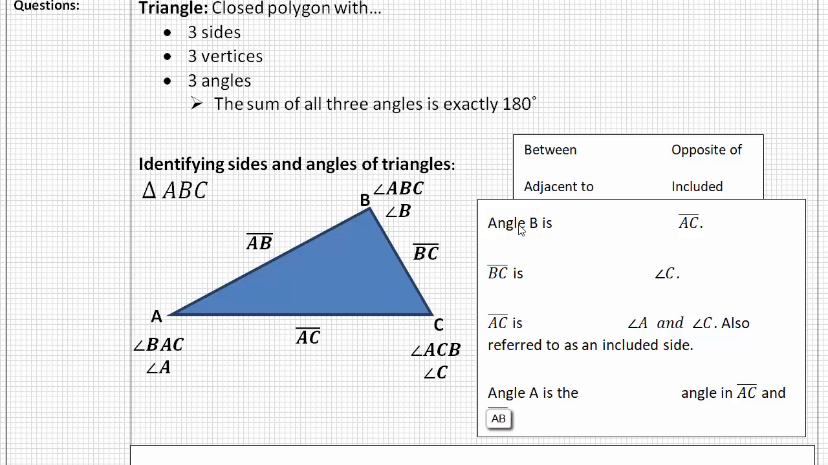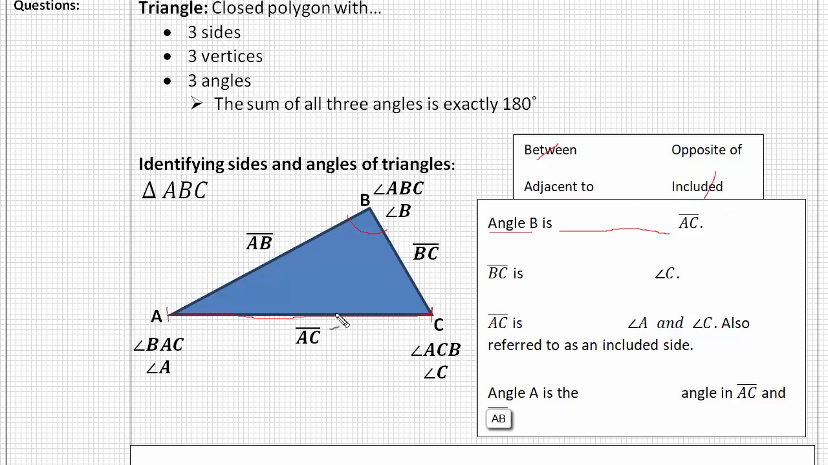So here's our first one. Angle B is blank AC. Let's take a look at what they're talking about. Angle B, so I'm going to put an angle arc here, is blank to line segment AC. Which of those words do you think would make the most sense? Is angle B between line segment AC? Is it opposite of, adjacent to, or included? Well, it's not between.